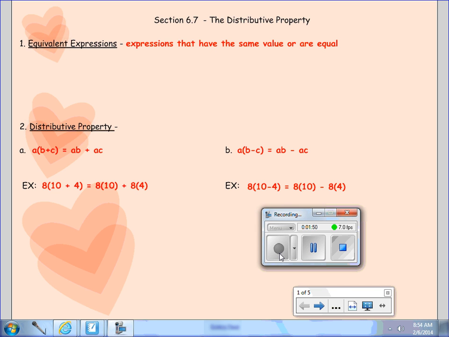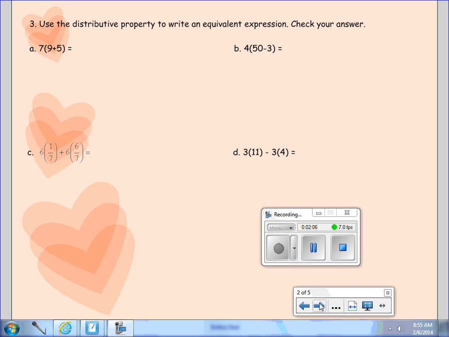We use the distributive property to make problems simpler. Problems that we could do in our head a lot easier than we could have before. Now, we're going to use the distributive property to write equivalent expressions, and we're going to check our answer. Again, the distributive property is used in order to simplify problems.